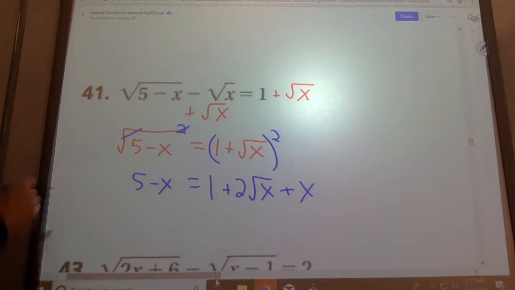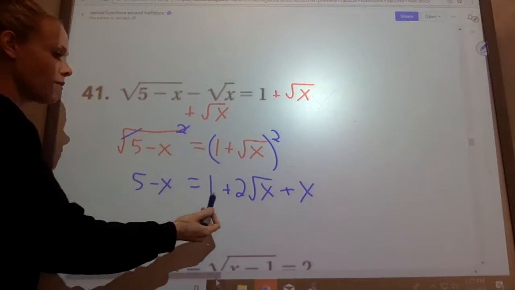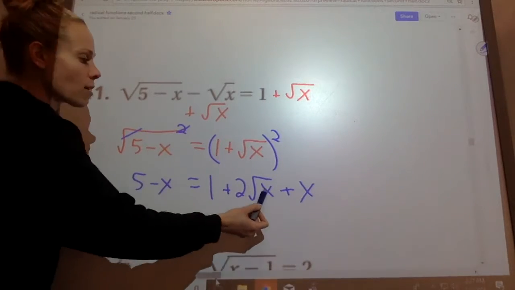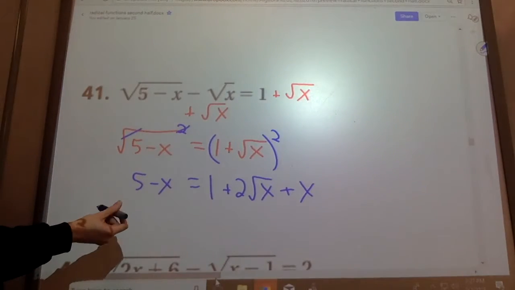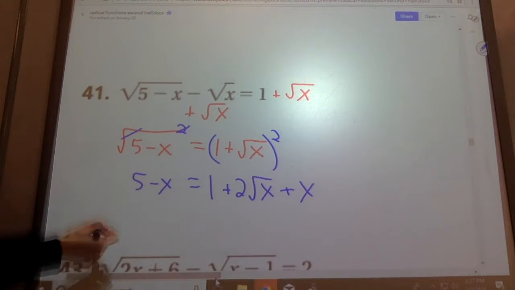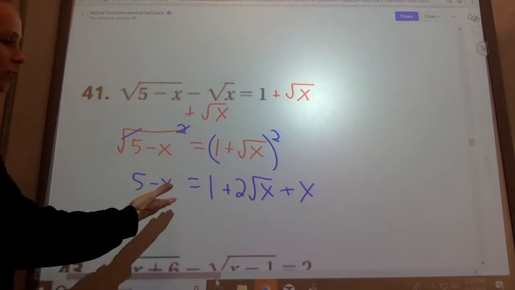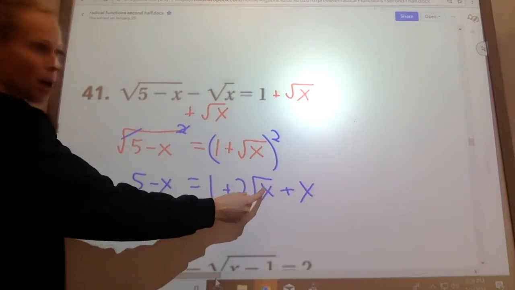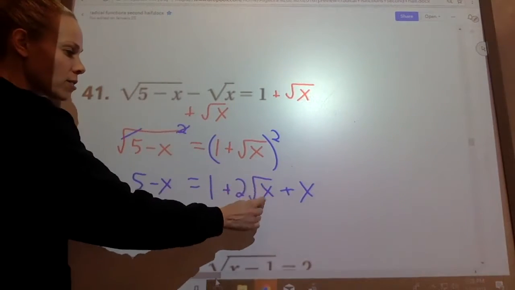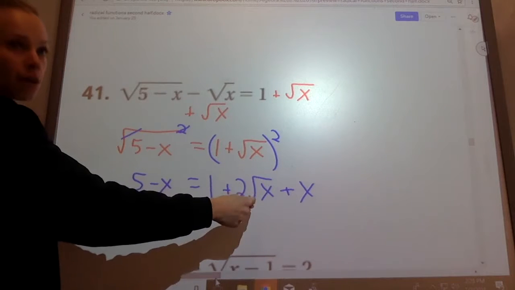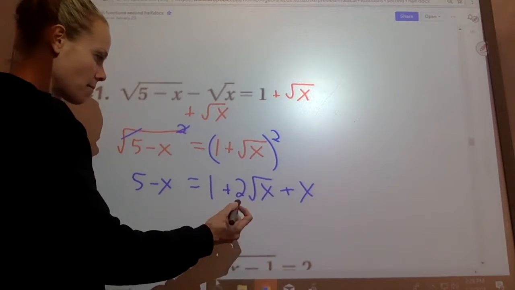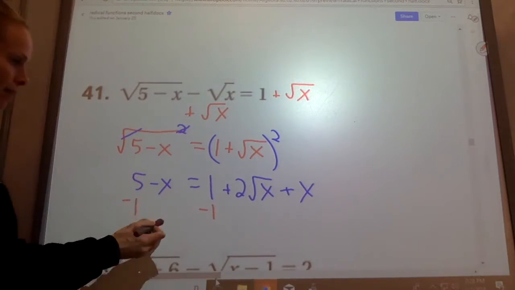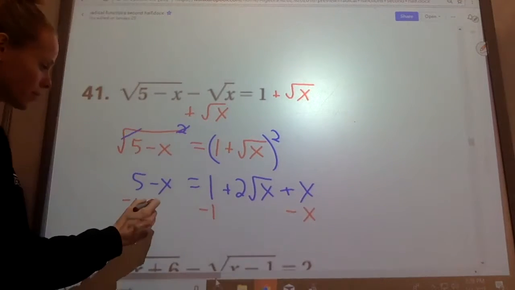Okay, so now, thinking caps again, if I have a problem that looks like this, what do I need to do? Ask for help. Cry. So when you look at this, you should see you just have one square root. So it's like a problem at the very beginning. We need to get that square root by itself. So let's move the 1 over, subtract the x over.